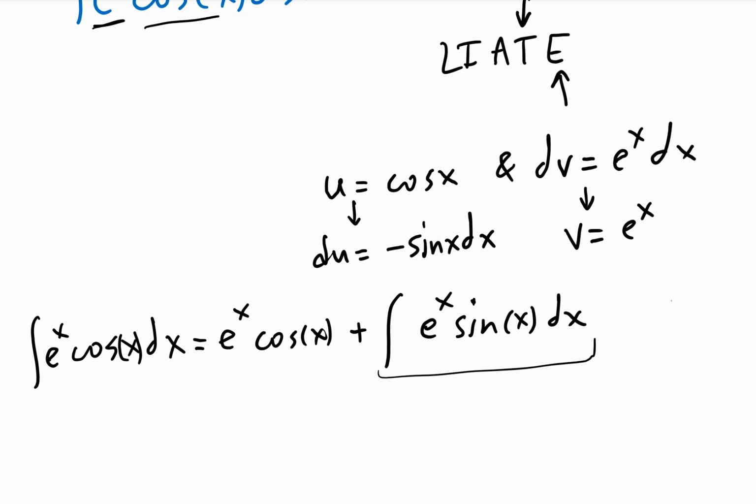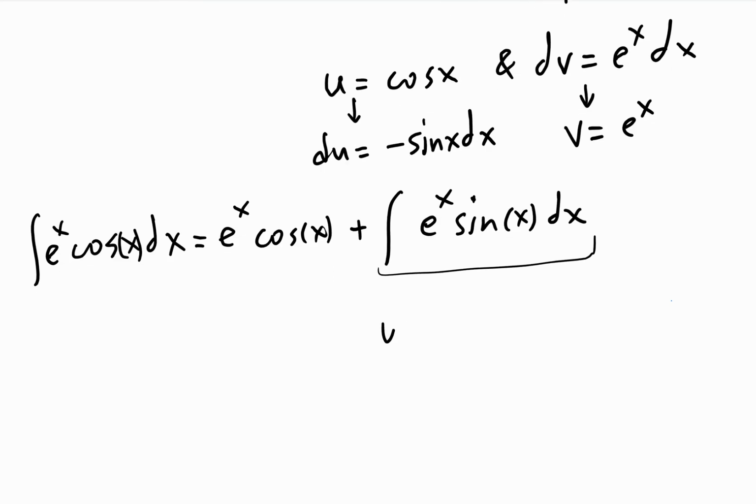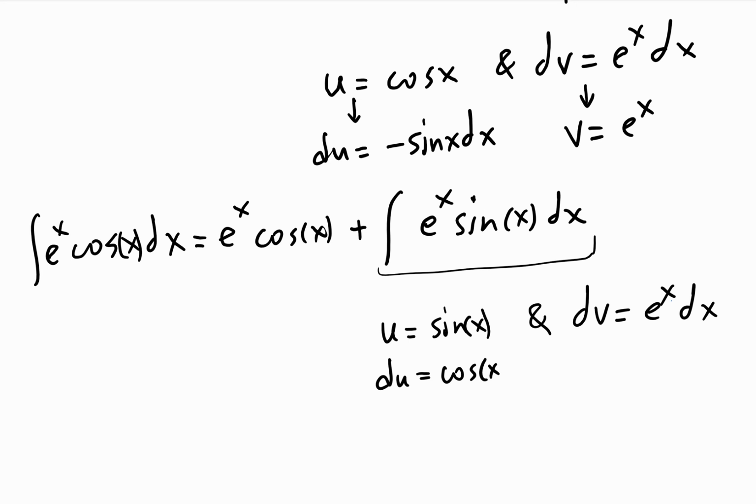Okay, so how do you integrate by parts? You take u to be sine x, because u is trig, and whatever is left, the dv, is e^x dx. So from here, I can find what du is. Cosine x dx. And v is simply e^x.